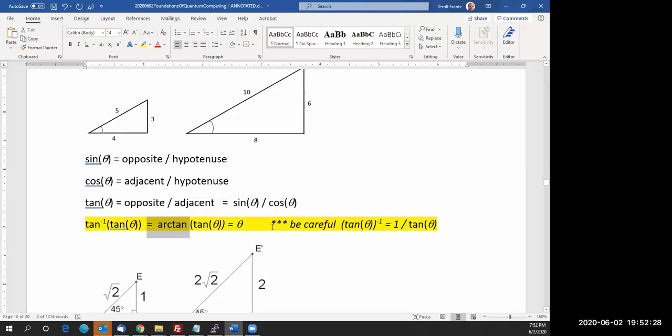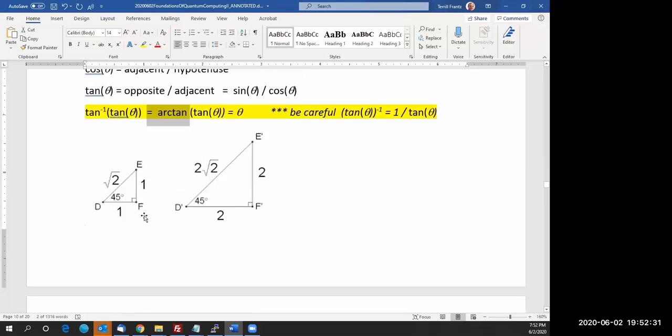So here we've got some more angles, and to give you an example of a 45-degree angle, which is very common in quantum computing, we've got the same phenomena here, where the sine, which is the opposite divided by the hypotenuse, is 1 over the square root of 2, and here the sine is 2 over 2 times the square root of 2, which is essentially the same as 1 divided by the square root of 2.